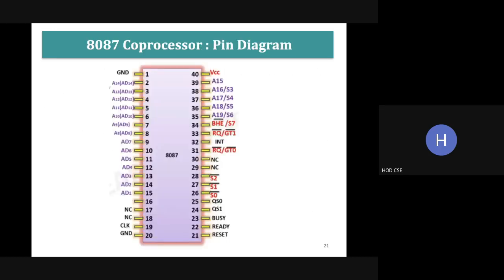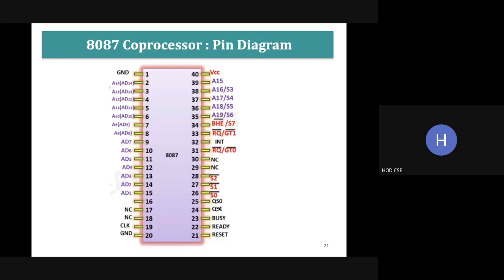This is the pin diagram of 8087. Do you remember this? We have two ground pins, no? Here 1 and 20, and here also we have the same ground pin. And see here, AD14, AD15, AD12, AD13, all these are address lines, AD0 to AD15. Here NC means no connection. This is interrupt, INT. We have the clock signal. And see the 21st pin, it is reset, and then the ready signal. And here busy. Through this busy signal only, it will communicate with the 8086 processor.